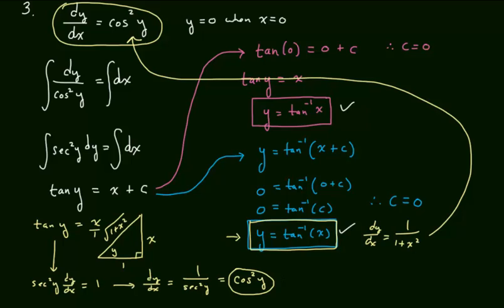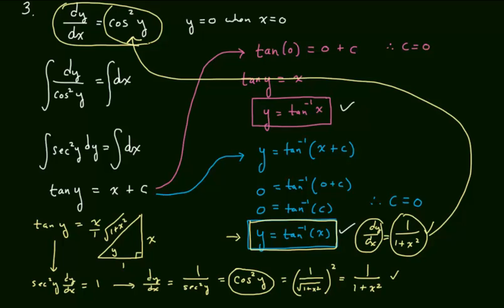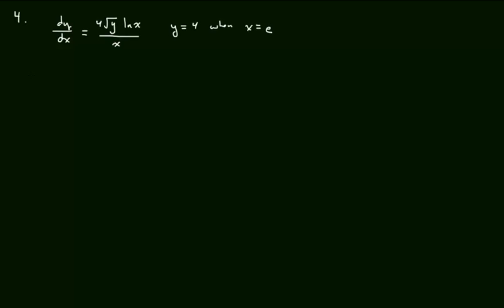If I wanted it as a function of x, then I come over and say 1 over the square root of 1 plus x squared, but square the whole thing, which is 1 over 1 plus x squared. So the truth is dy/dx is both equal to this as a function of x and to this as a function of y. Final example.